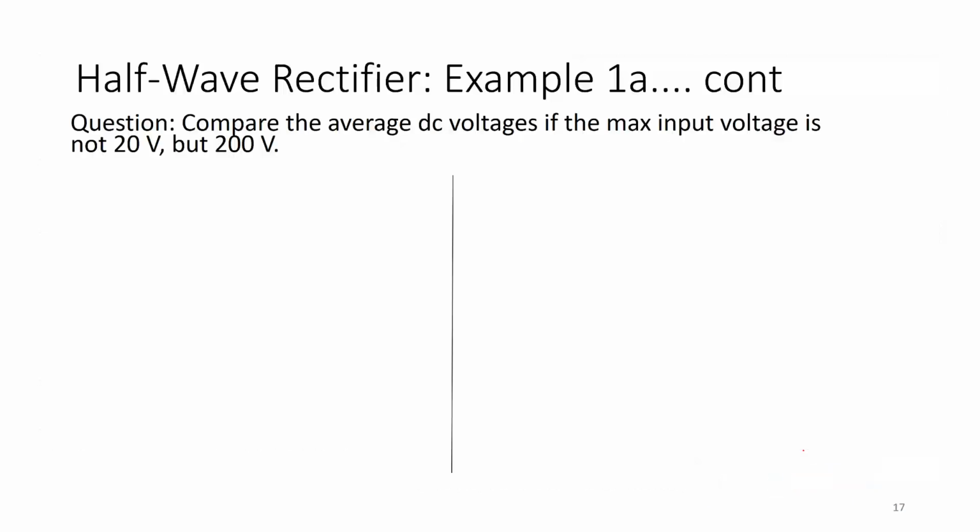So the next question is, we're still at the half-wave rectifier example of 1A. Now let's compare, because there's a point to comparing this. Bear with me.